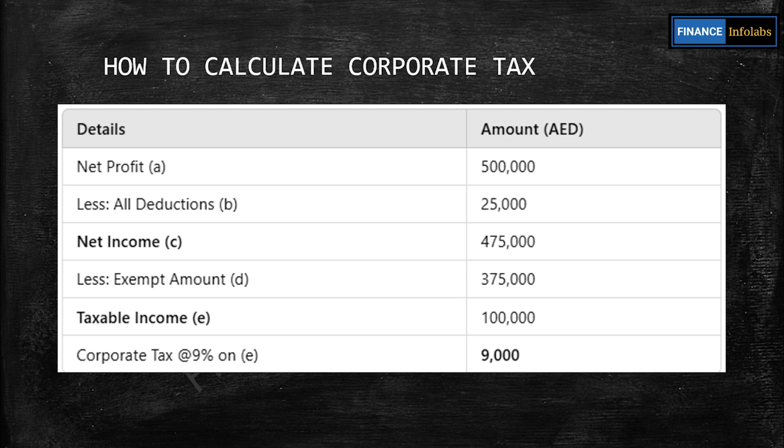Corporate tax is applied to this taxable income at a rate of 9%, resulting in a tax liability of AED 9,000. This calculation reflects the current corporate tax framework in the UAE, which includes an exempt amount and allowable deductions to reduce the taxable base.